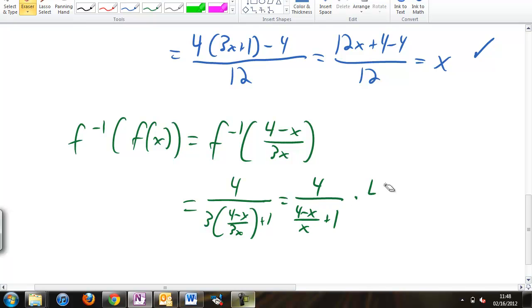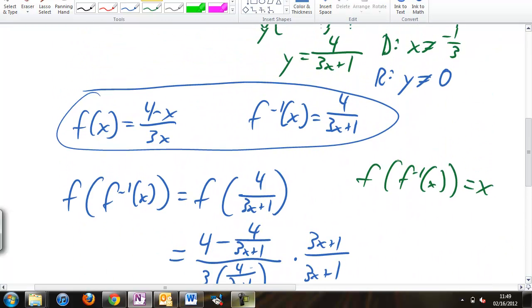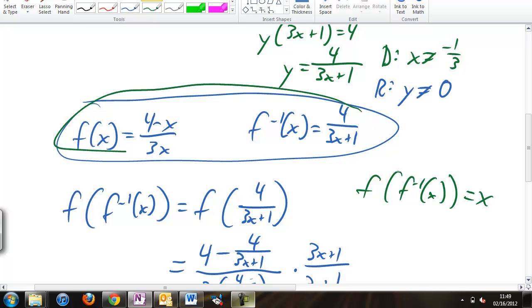We still have to do an LCD of x over x. Let's multiply by an x over x. We get 4x over 4 minus x plus x. That simplifies to 4x over 4, or x. So that passes our check. So since it worked both ways, we know for sure that that's the inverse. So one more time.